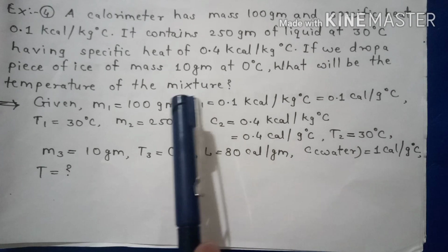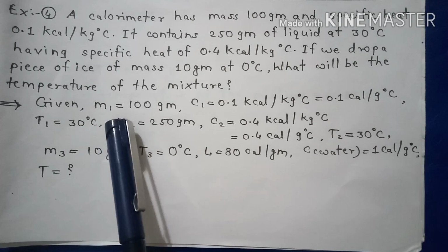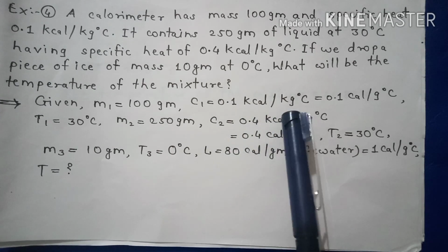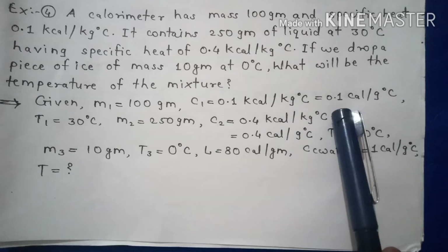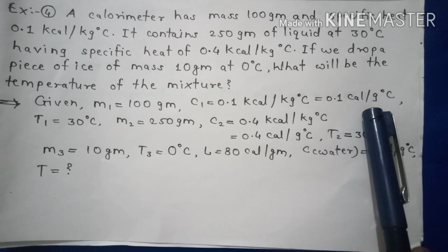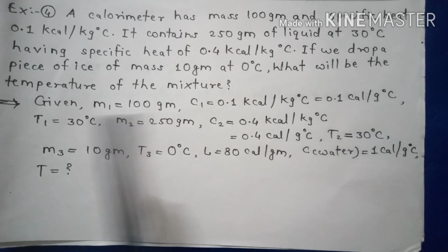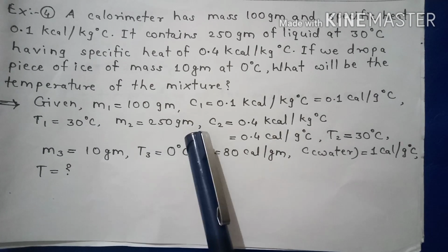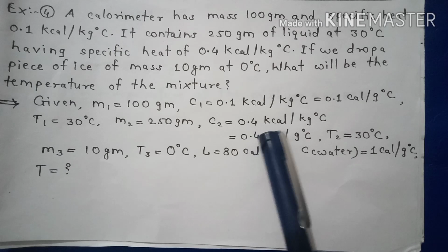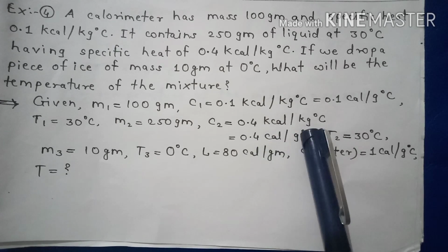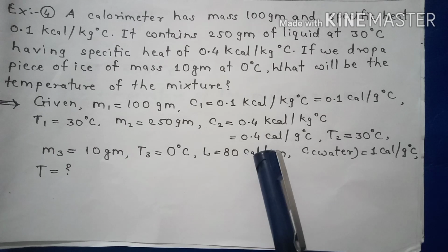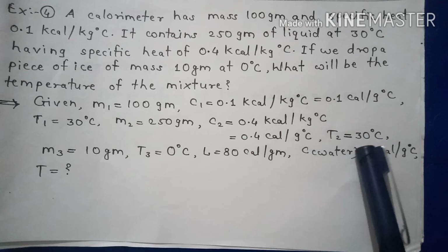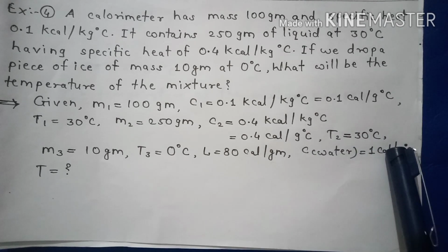of the mixture? Now the given things are: M1, mass, is equal to 100 gram. C1 is equal to 0.1 kilocalorie per kilogram degree Celsius, that is equal to 0.1 calorie per gram degree Celsius. T1 is equal to 30 degree Celsius. M2 is equal to 250 gram. C2 is equal to 0.4 kilocalorie per kilogram degree Celsius, that is equal to 0.4 calorie per gram degree Celsius. T2 is equal to 30 degree Celsius.